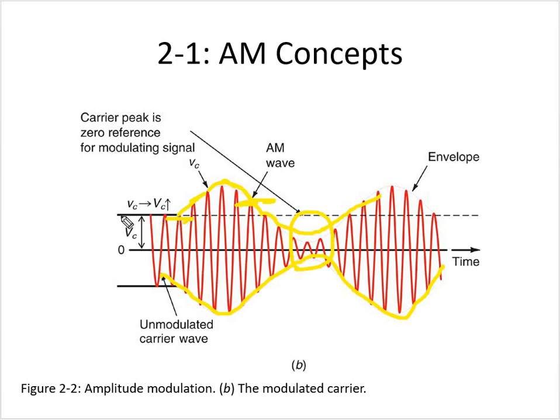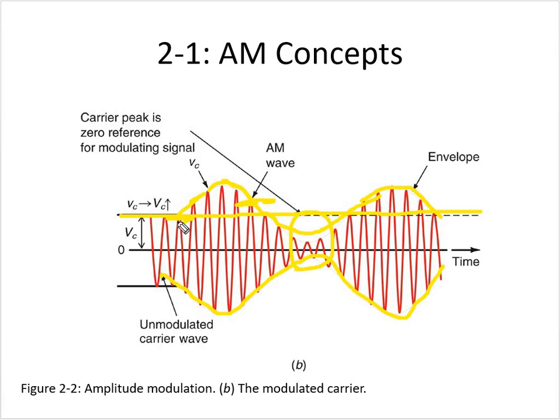We can see that this line is a reference line. You can see this one, this is a reference line. So the carrier peak is zero reference for the modulating signal, and this is what we call the AM wave. And you can see the up and the down, these two are actually what? These are the envelope. You can see this portion and this portion, this is an envelope. This kind of way we call it an envelope.